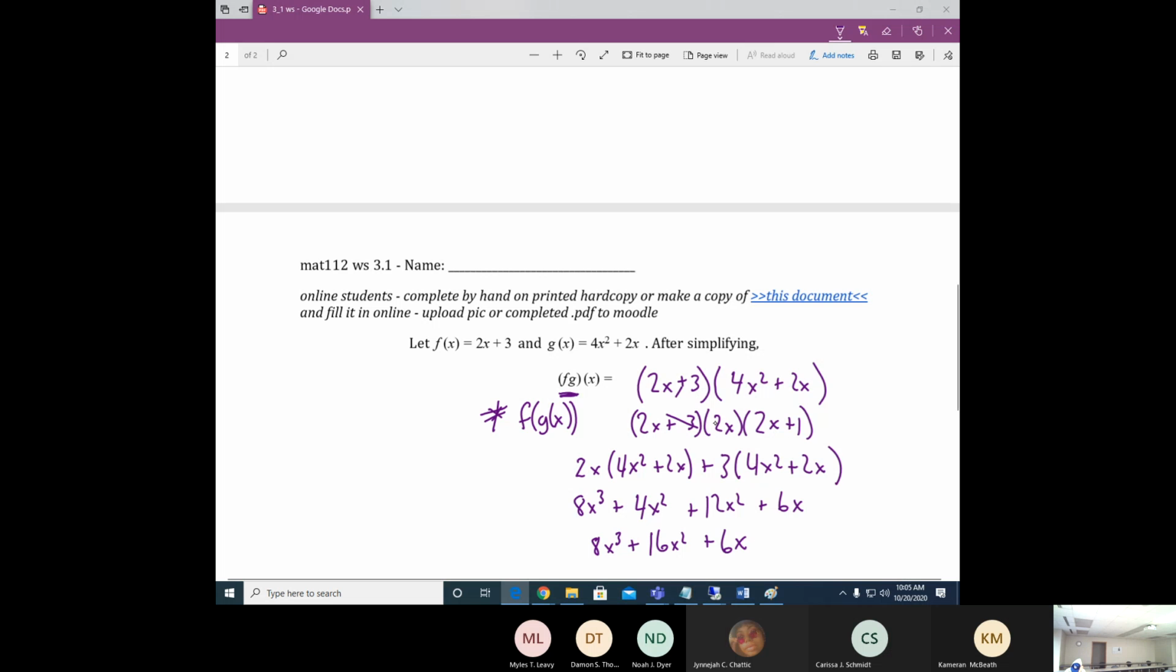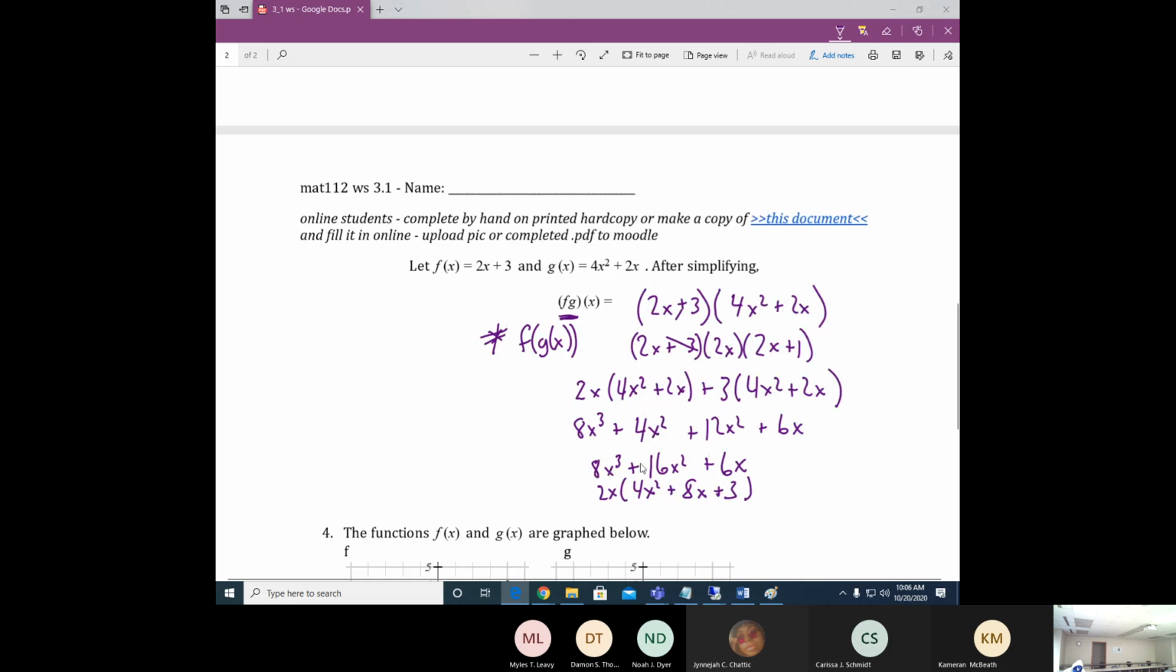I'll just leave it. So this is the multiplying out. They didn't say to factor, so I'll just leave it here. I could factor out a 2x if I wanted to. Should we factor out 2x just for fun? 2x times 4x squared plus 8x plus 3. That simplifies it somewhat, I guess. If I did a full factoring, this would give me the full factoring way back up here.